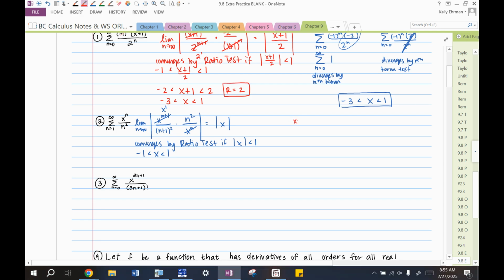So if x equals -1, you need to write the simplified series that would create. So we would have (-1)^n over n squared. That's an alternating series. The limit as n approaches infinity is 0. So this would converge by AST. And what if x equals +1?